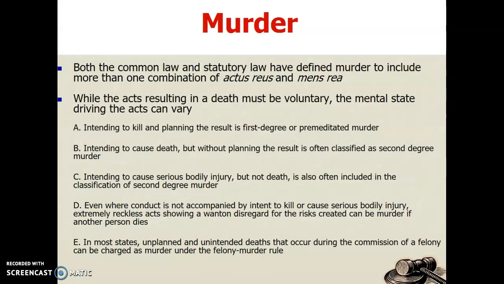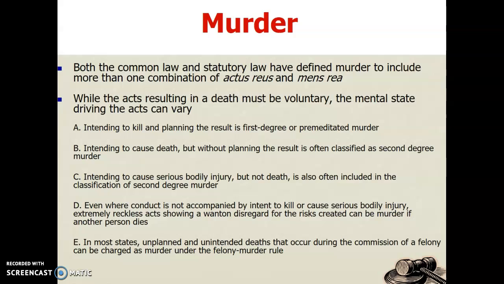Intending to cause serious bodily injury but not death. This could also fall under second-degree murder, meaning you intended to scare, you intended to hurt, didn't quite mean to kill, but because of your actions somebody died, that's second-degree murder.